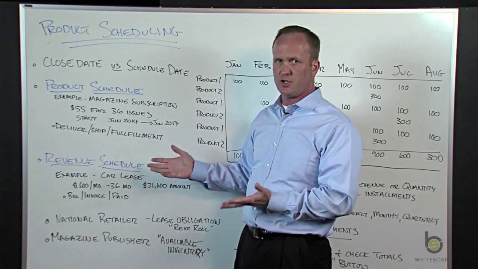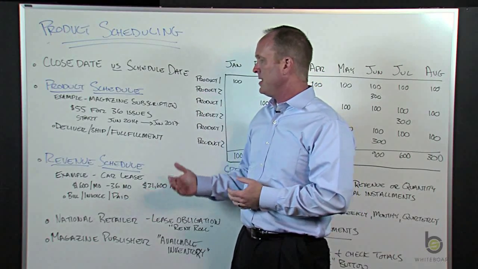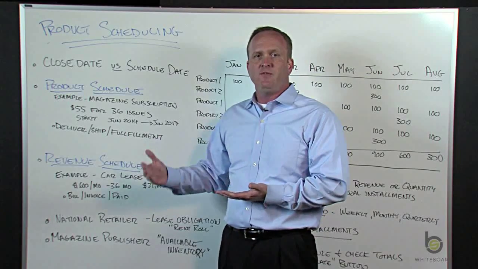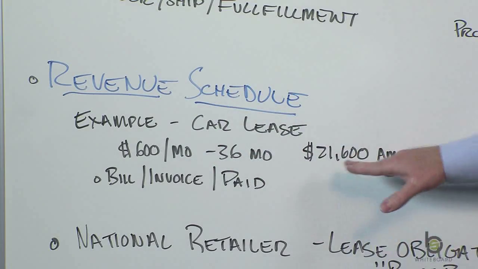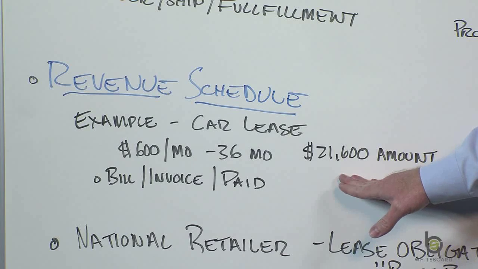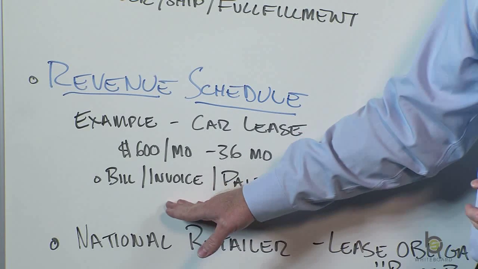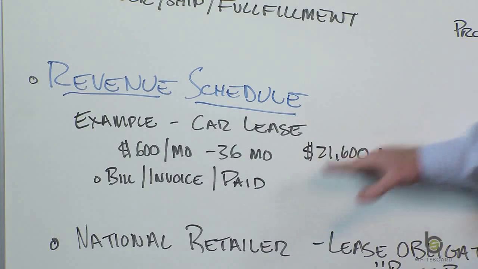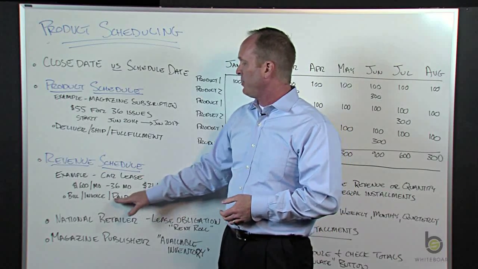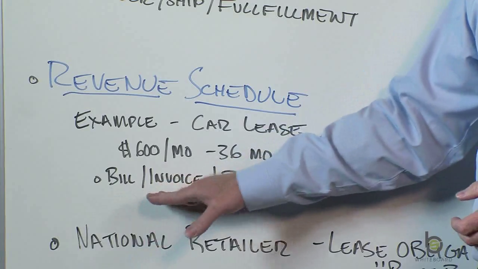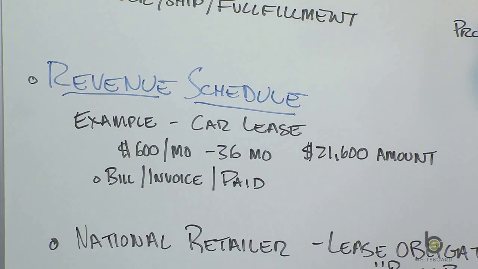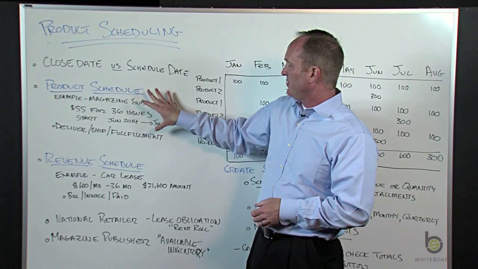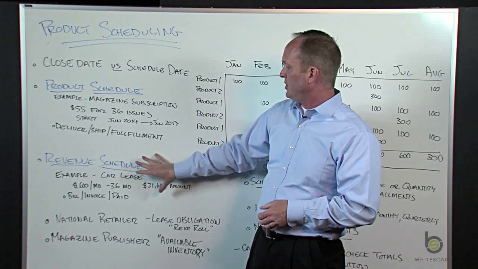You sold it on a certain day. That's your close date. But you don't bill or invoice or recognize the revenue except month by month. So you're not recognizing all $21,600 worth of revenue. It depends on when the lease starts and when the lease ends. And every month you're recognizing or getting paid, or billing or invoicing, however you want to look at it, $600 over a schedule or a period of time. So when you ship or deliver units, dollars get billed.